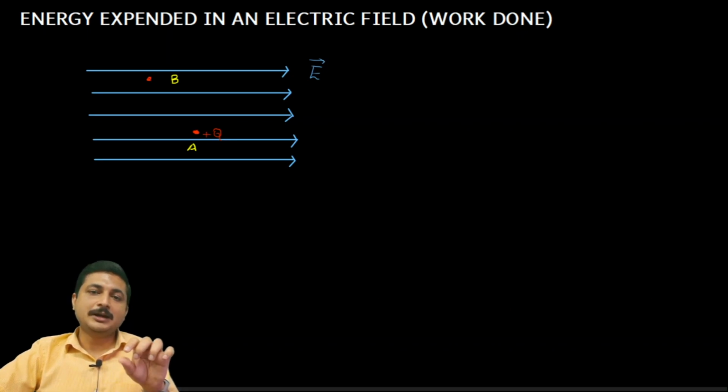Otherwise what is going to happen to Q? The force will be in this direction, because the electric field is in this direction. This Q will have a tendency to move in this direction. So I am holding that Q and I am pushing it in this direction to reach B. I am moving this for a small distance to reach B.